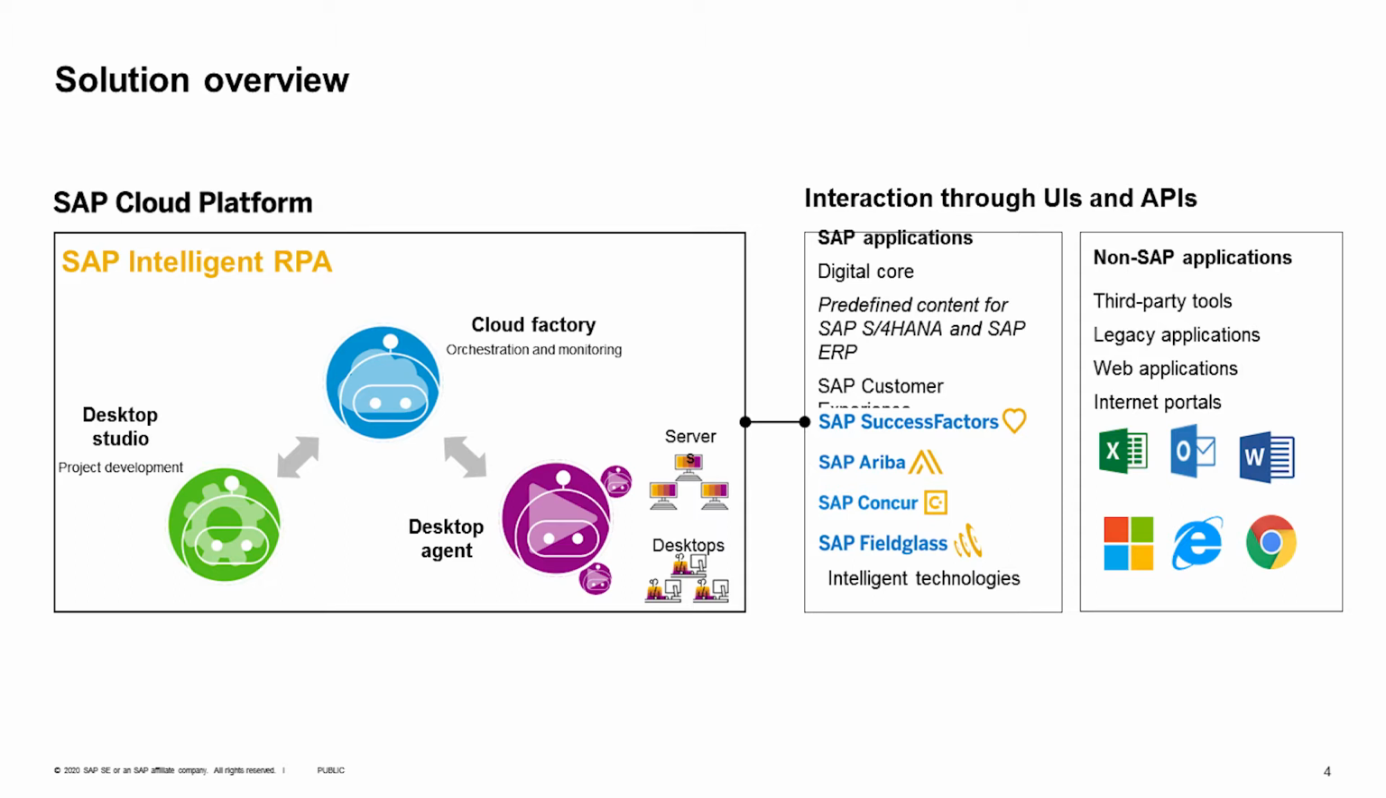Second, the blue icon on the top of the diagram is Cloud Factory, which is SAP Cloud Platform-based service for orchestration and monitoring. Each customer has a factory tenant. And finally, the third piece is the agent, which is the bot runtime that is running in unattended or attended mode.